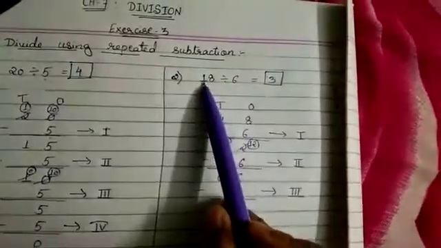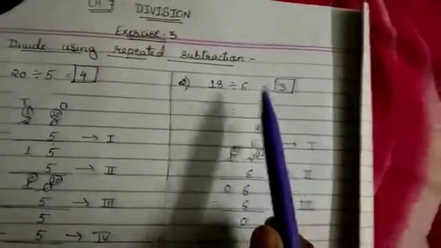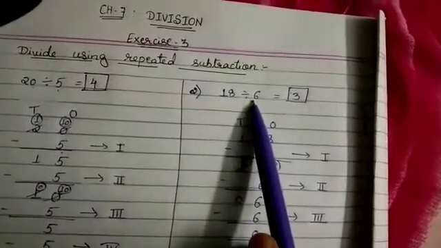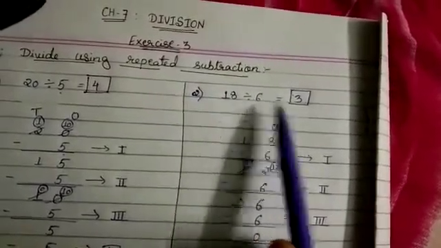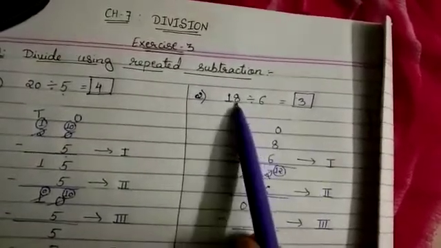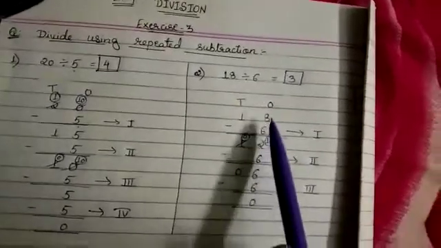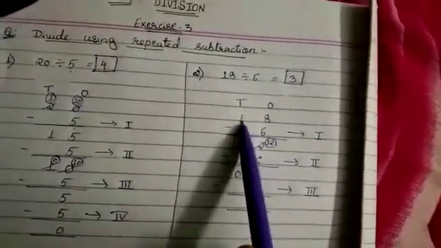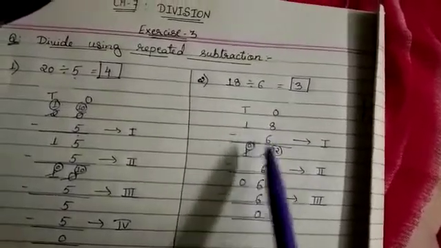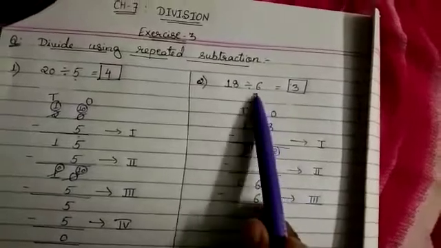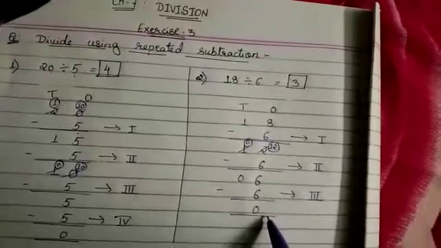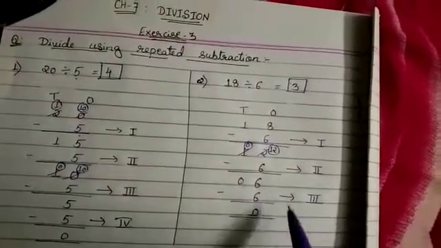second question is 18 divided by 6. Now here we have to start the table of 6. So 6 ones are 6, 6 twos are 12, 6 threes are 18. That means in 3 times 18 will come. Now again we have to follow the same procedure. 18, that means 8 is in ones place and 1 is in tens place. Now we have to subtract here this number, that means 6. And how many times? Until and unless 0 will not come.